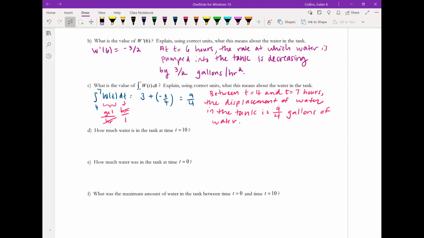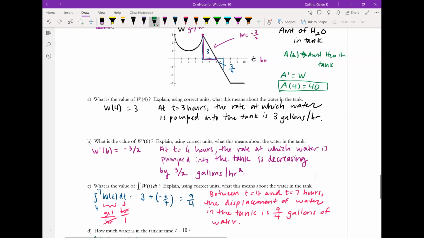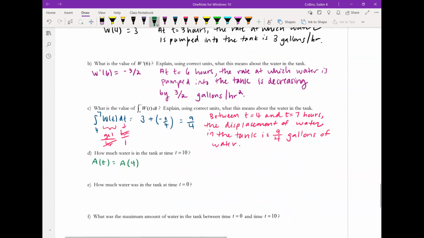So one way to answer this question, because I think we'll need this at some point, is we could write an accumulation function for A. So for the amount at any time t, that's going to be the amount of water that's in the tank when t equals 4, since that's our known, we know that's 40, plus the accumulation of change of the amount of water in the tank between that time 4 and any other time t. And then remember, if we write this like an accumulation function, we need a dummy variable. And so instead of w of t, I'm just going to use x.